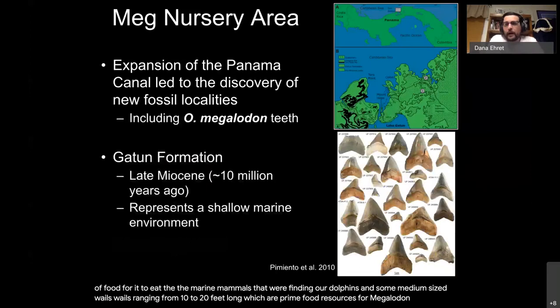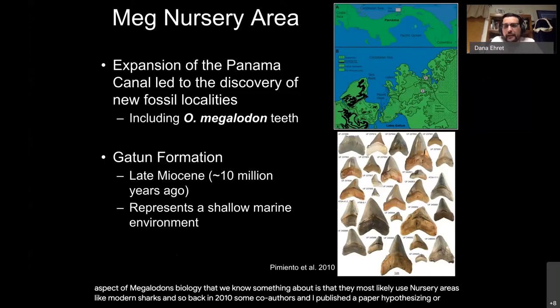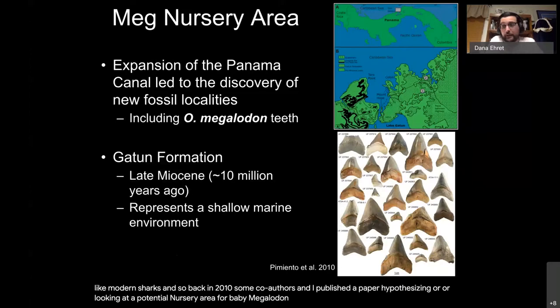Another aspect of Megalodon's biology that we know something about is that they most likely used nursery areas like modern sharks. And so back in 2010, some co-authors and I published a paper looking at a potential nursery area for baby Megalodon, or Megalodon pups, as we learned in our trivia earlier, off the coast of Panama. And this was based on a set of fossils that was collected during the widening of the Panama Canal that happened in the last 10 or 15 years.